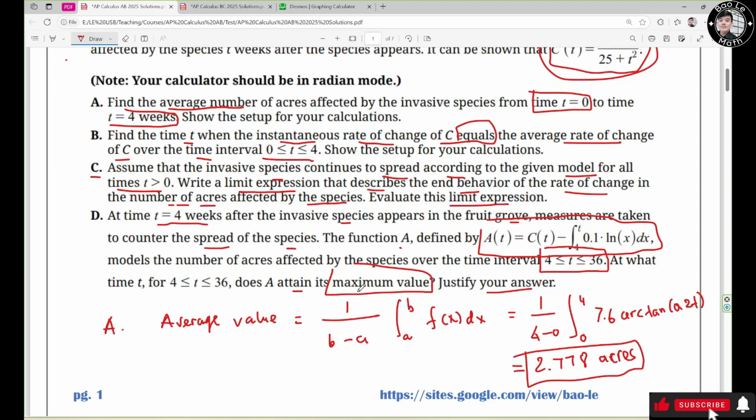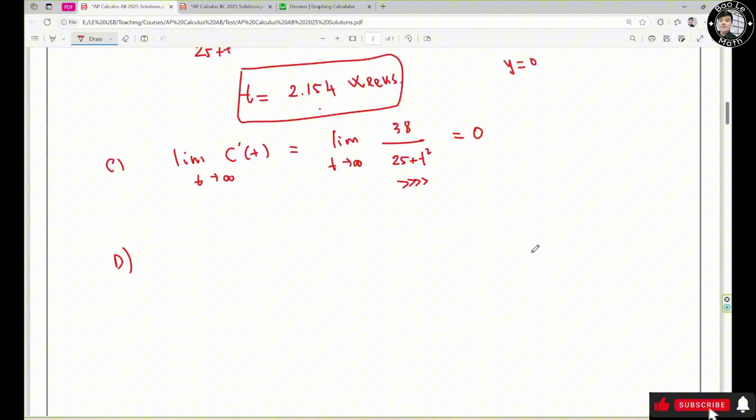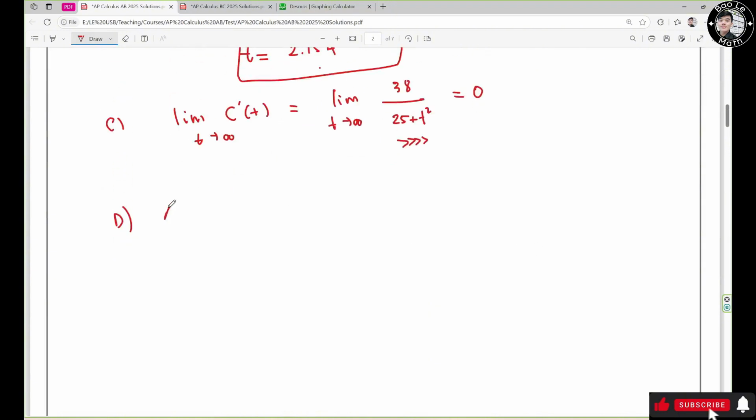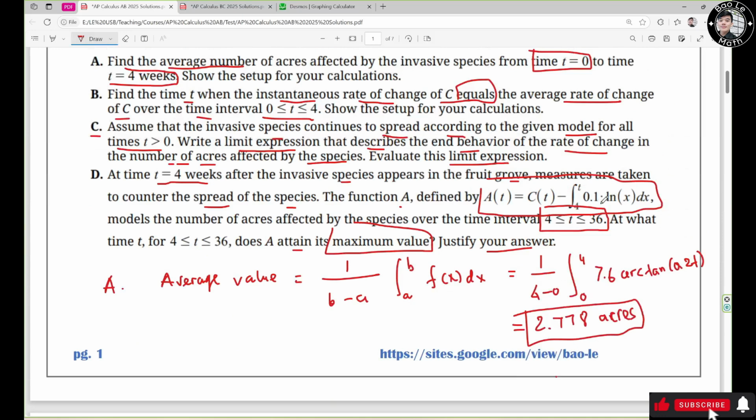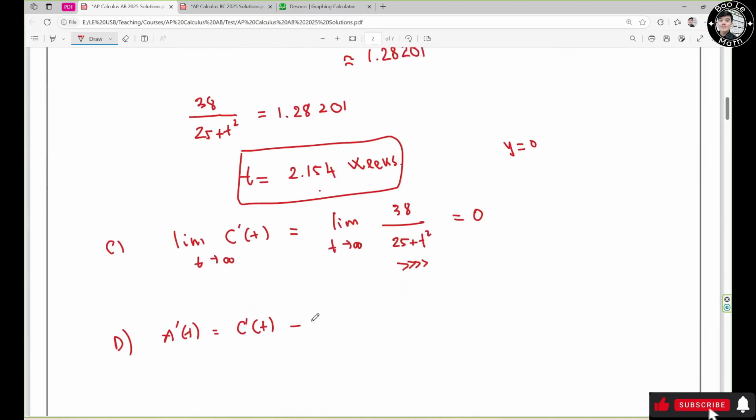When it comes to maximum, minimum, increasing, decreasing, think about the first derivative. So I have A of t equals C of t right here. I need to take the derivative first. So I have A prime of t equals C prime of t minus. When you take the derivative of this one, it's going to be 0.1 times natural log of t.